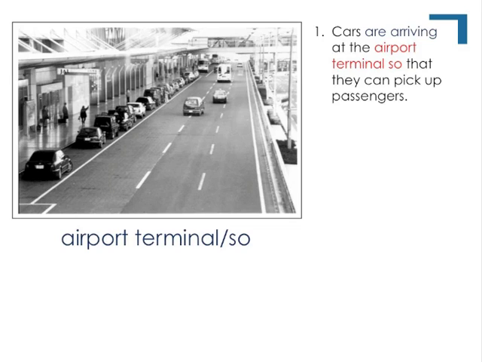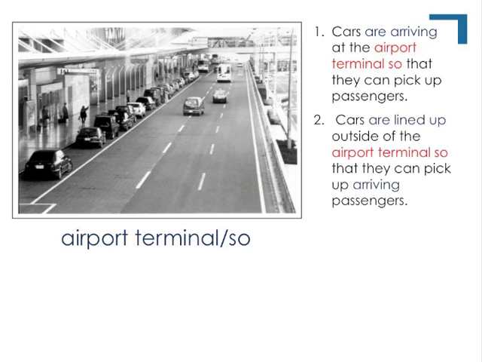Cars are arriving at the airport terminal so that they can pick up passengers. Cars are lined up outside of the airport terminal so that they can pick up arriving passengers. So notice I used here arriving as in an active voice sense, but then I also used cars are lined up. This is kind of a passive voice sense. Now, of course, notice how I used airport terminal and so. I decided to keep it in the same order. Now, keep in mind, you don't have to put them right next to each other. That's not a requirement of the response.